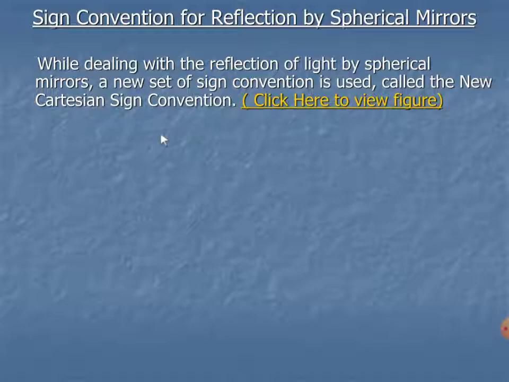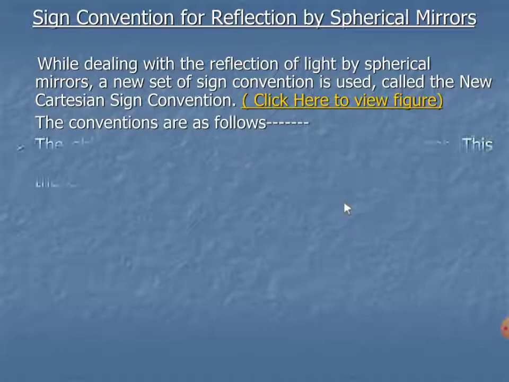Now by convention we generally place the mirror or lenses on the right hand side and the object on the left hand side, so that the incident ray from the object onto the mirror or onto the lens will be from left to right. Got it? Let's see. The conventions are as follows, right?